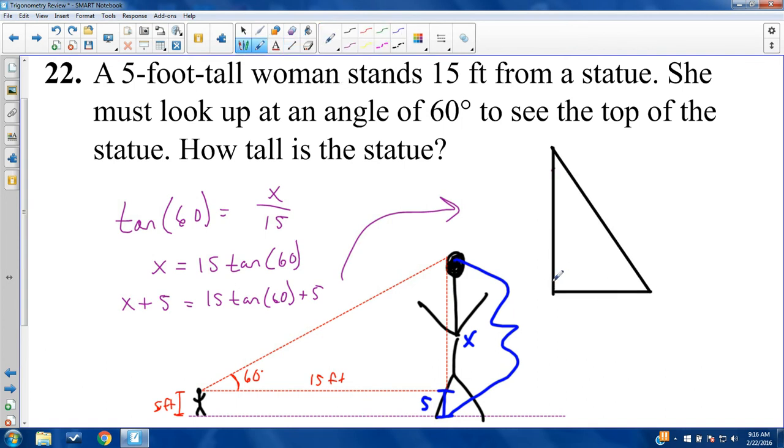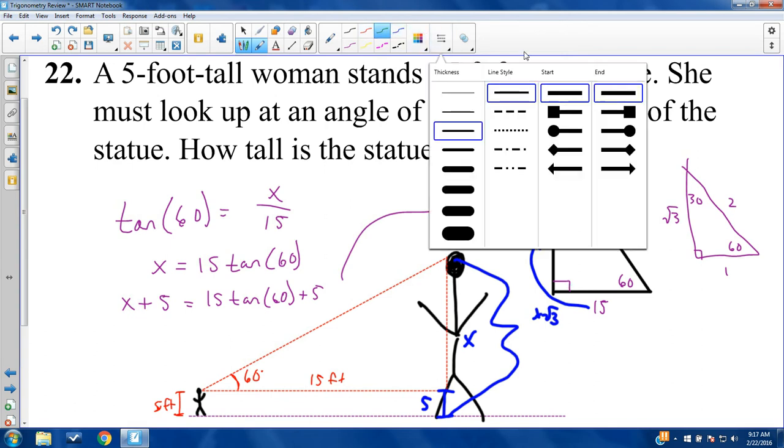So here's how this looks. This is 60. This is 15. This is probably a little more drawn to scale. This is unknown. Okay, in a right triangle, 30, 60, 90, if this length is 1, this is root 3, and this is 2, although the 2 won't matter here. To get from 15 to x, I have to multiply by root 3. Okay, remember that? So x is 15 root 3.